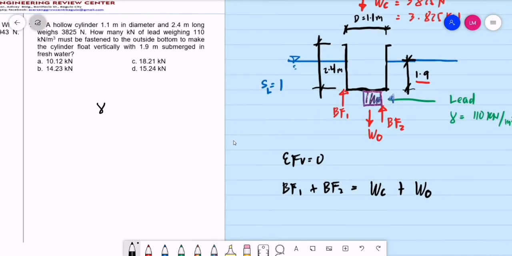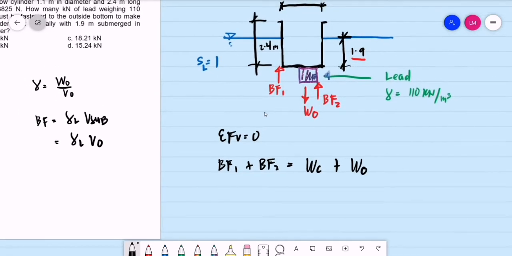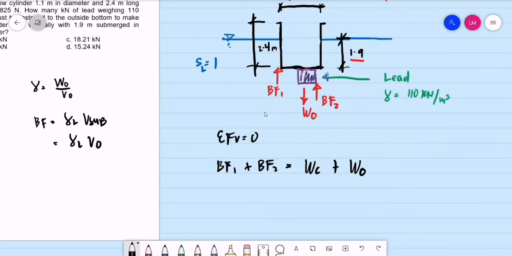So we have the equivalent of gamma is simply equal to the weight of the object divided by the volume of the object. Then buoyant force is simply equal to the unit weight of the liquid times the volume submerged. Or we can have it for the case of the lead, the unit weight of the liquid times the volume of the object. Okay, so let us now compute for the volume of the lead first, since we don't have yet the volume of the lead. It's not given, only the unit weight.